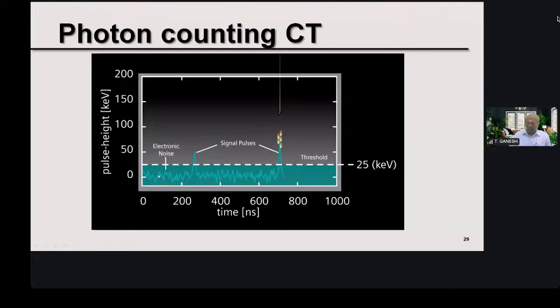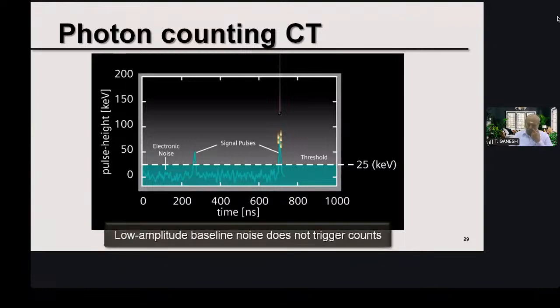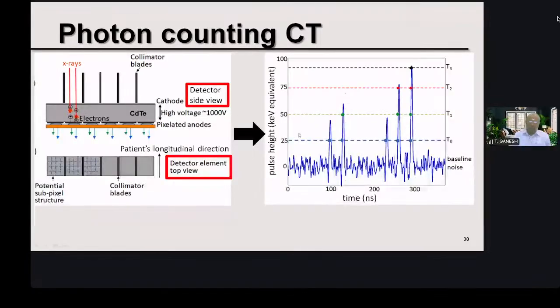If the energy is less than that 25 keV, we had earlier seen it is due to the noise in the circuitry. So those signals are not counted. So the signal pulses are only those which are exceeding this threshold. The electronic noises are very easily, completely stopped from being included in the signal. So the low amplitude baseline noise does not trigger counts. So all these things do not trigger any counts at all. So this is how it works.